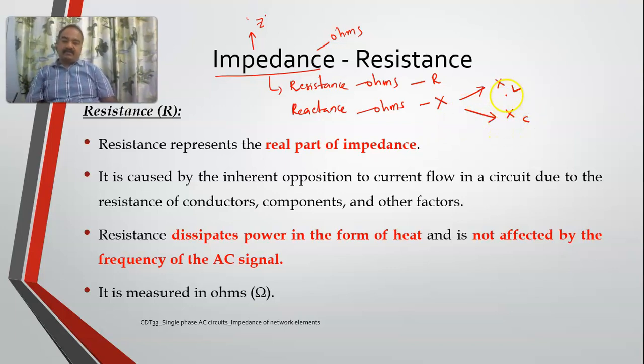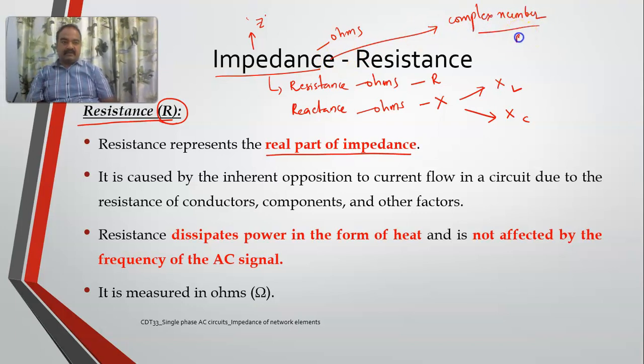Now confining ourselves only to resistance. Resistance is represented by the symbol R. It represents the real part of impedance. As already said in the previous slide, impedance is a complex number. It will have a real part and also an imaginary part. Real part is the resistance and imaginary part is the reactance. So resistance represents the real part of impedance.